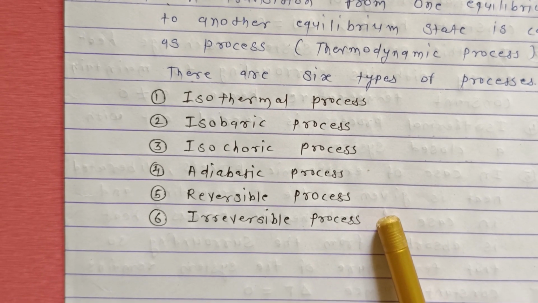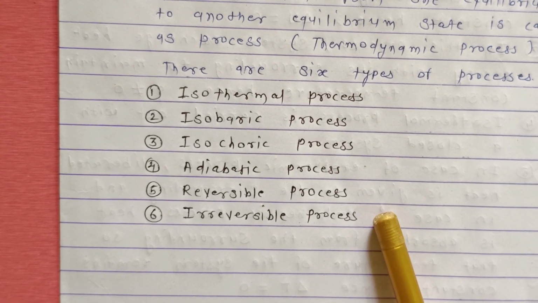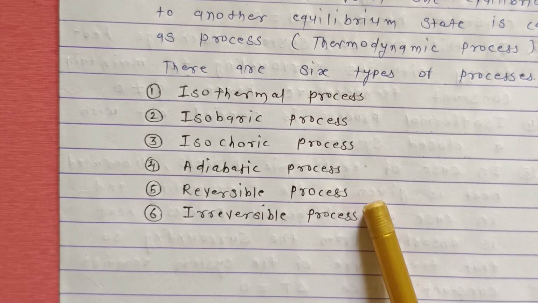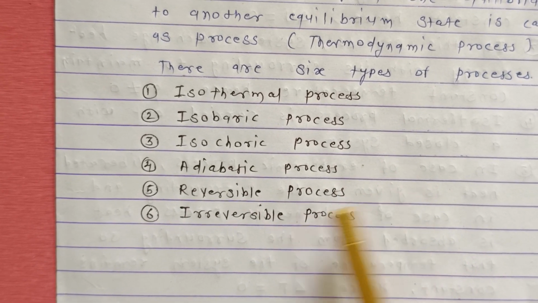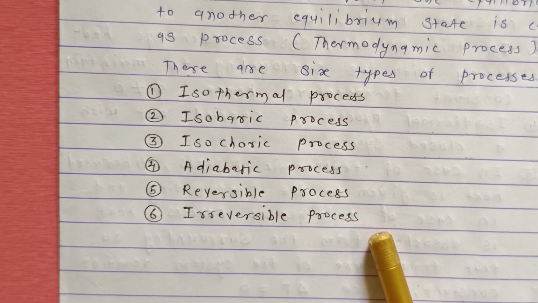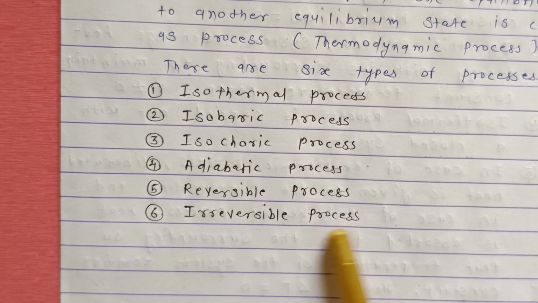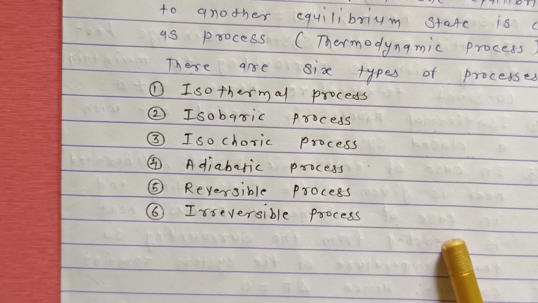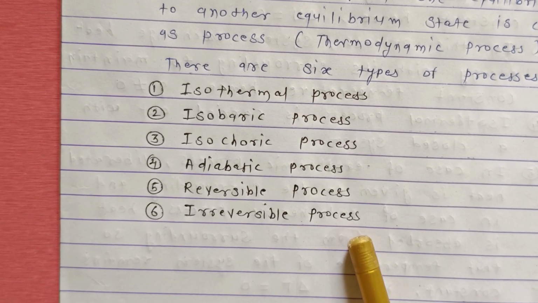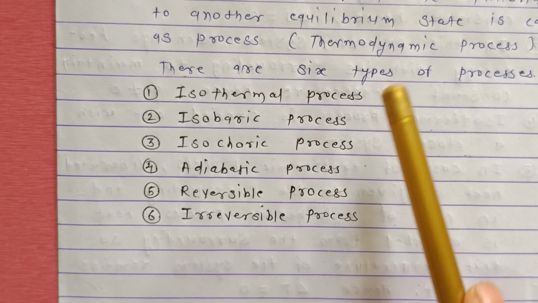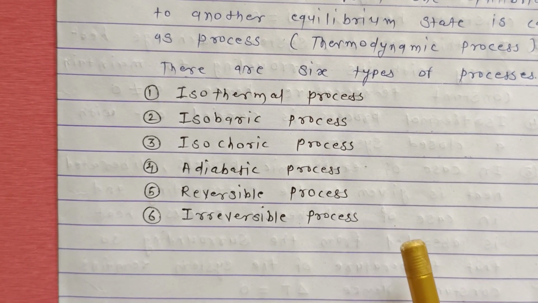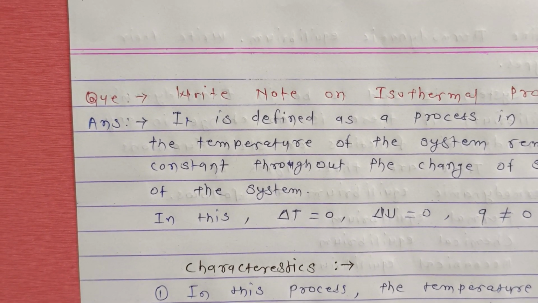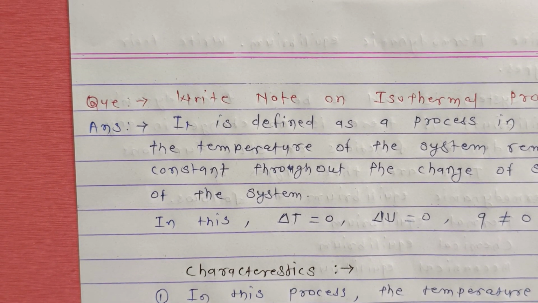Reversible process means the process in which the driving force is infinitesimally greater than the opposing force. An irreversible process means the process in which the driving force is much greater than the opposing force. So these are the six types of process we are going to discuss.